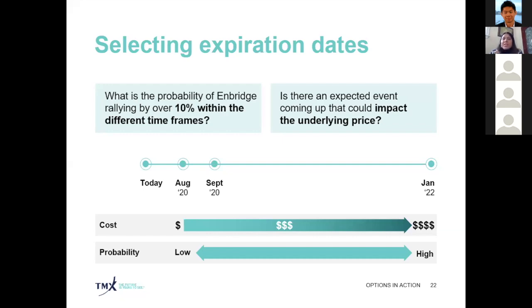Also, you want to be thinking about cost. So obviously, as you go out further in time, the option will cost more for that reason, because you have more time for Enbridge to rally. And the probability of Enbridge rallying, given a more amount of time, will be higher. So obviously the cost is higher. So for our purposes, we're thinking in the range of October or January, that we expect between 3 to 6 months, we can expect Enbridge to move.